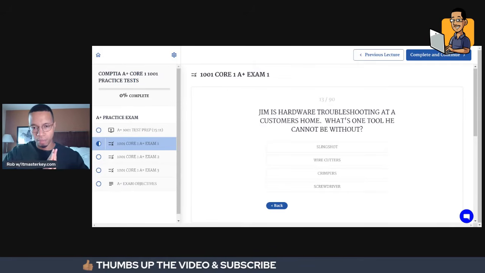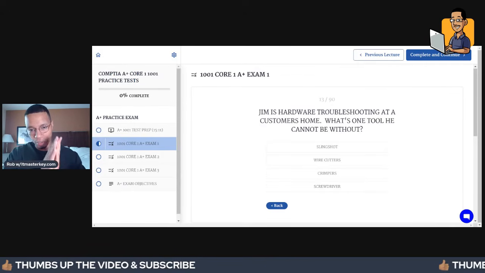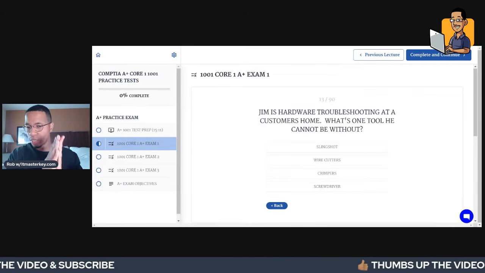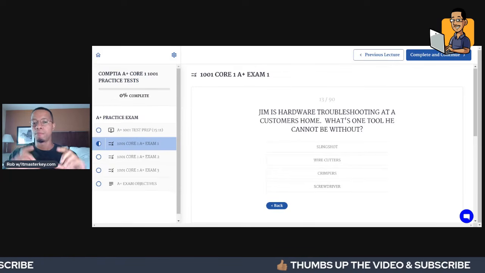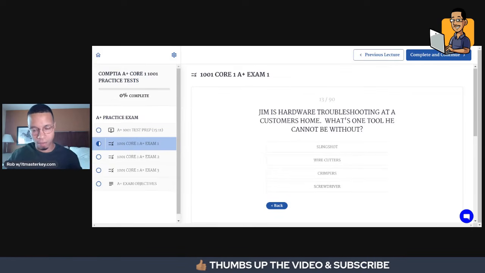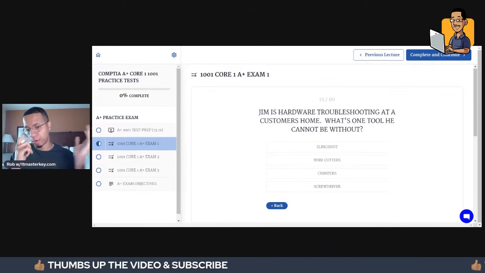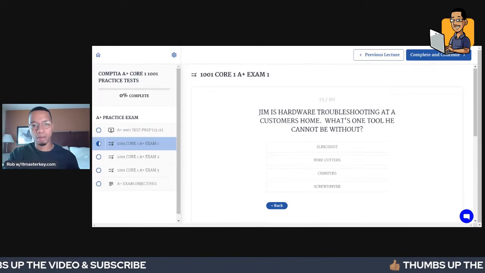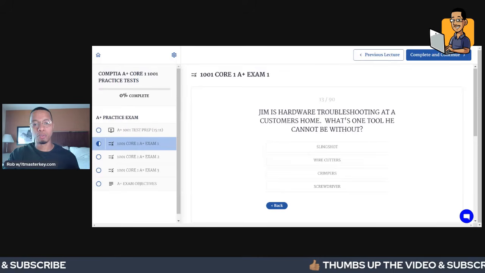All right, so Jim is hardware troubleshooting at a customer's home. What's one tool he cannot be without? Now think about this, but don't think too hard about this. Do we need a slingshot? Do we need wire cutters? Do we need crimpers? Or would he need a screwdriver when he's hardware troubleshooting?